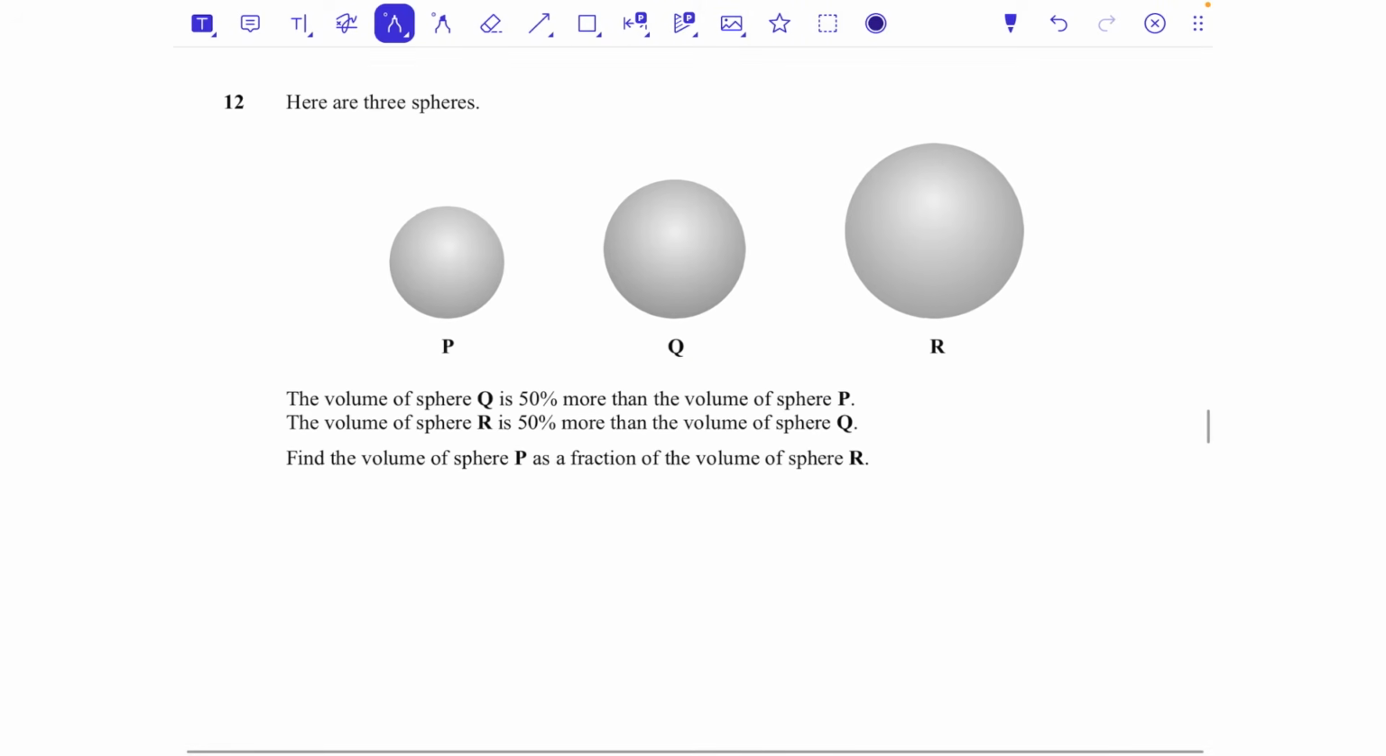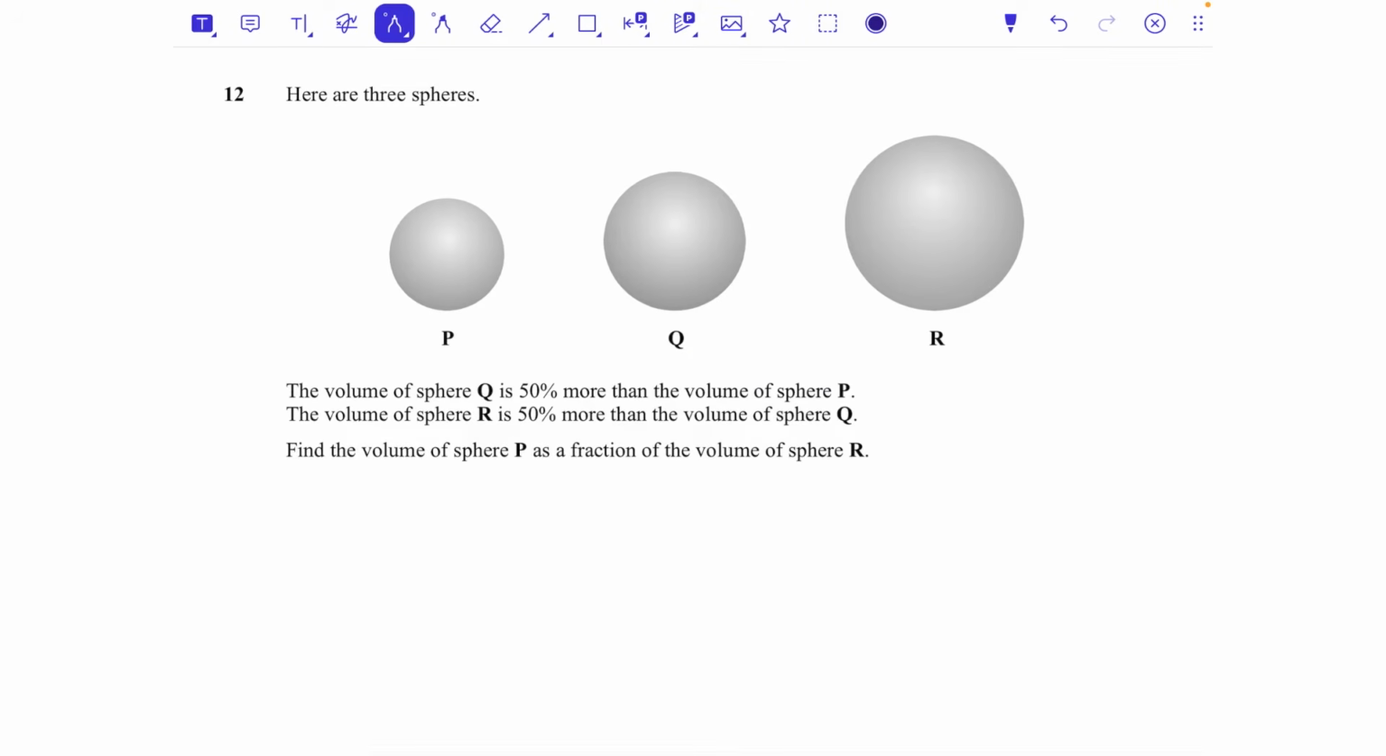Okay, question number 12. Here are three spheres. The volume of sphere Q is 50% more than the volume of P, and the volume of sphere R is 50% more than the volume of sphere Q. Find the volume of sphere P as a fraction of the volume of sphere R. Now this is really hard because they've not given you any values. So what you could do in an exam is say, okay, I'm going to make this 100 centimetres cubed. You might just find it easy to give it a value and then you can work with it.